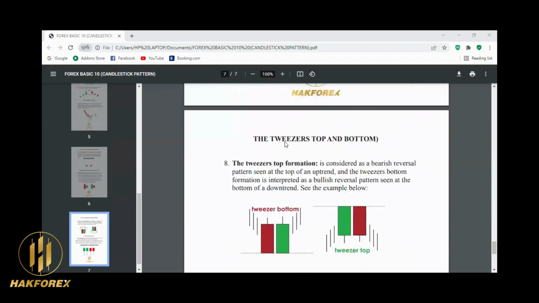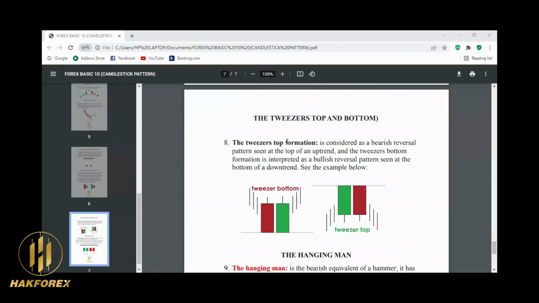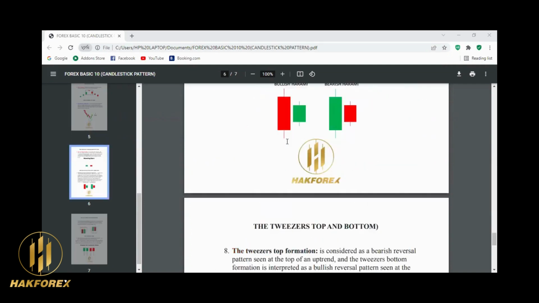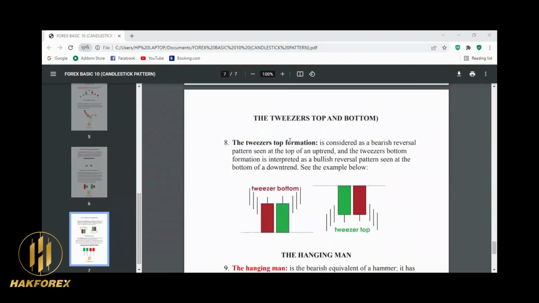Then the other one, which is also most important, is known as the Tweezer. We have the Tweezer top and also the Tweezer bottom. Guys, I can literally bet with you: whenever you see this kind of confirmation, a Tweezer at the top or bottom of any zone you're looking to buy or sell, enter the position, the market is going to go your way. Nothing is 100% certain in the financial market, but let me say 80 to 90% certain.